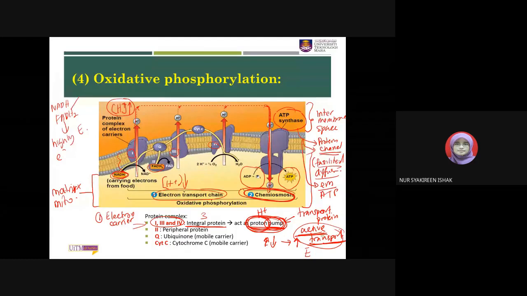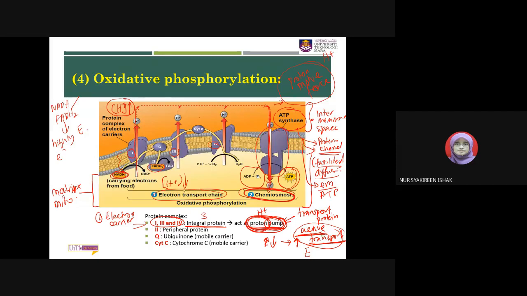So macam mana ATP synthase ni hasilkan ATP ni? Dia sebenarnya akan menggunakan satu bentuk energy from the diffusion of hydrogen ion. We call it as proton motive force. Proton motive force, which is the high concentration of hydrogen ion from the intermembrane space that diffuse across the membrane into the matrix. Itu adalah proton motive force. Ataupun hydrogen ion electrochemical gradient. Okay, hydrogen ion electrochemical gradient.